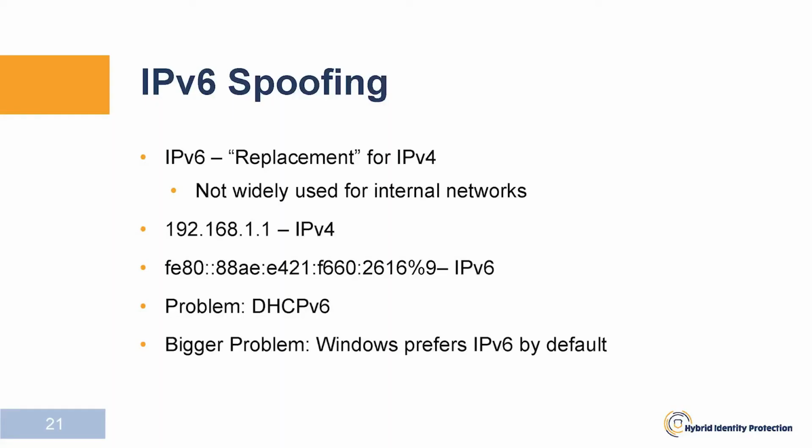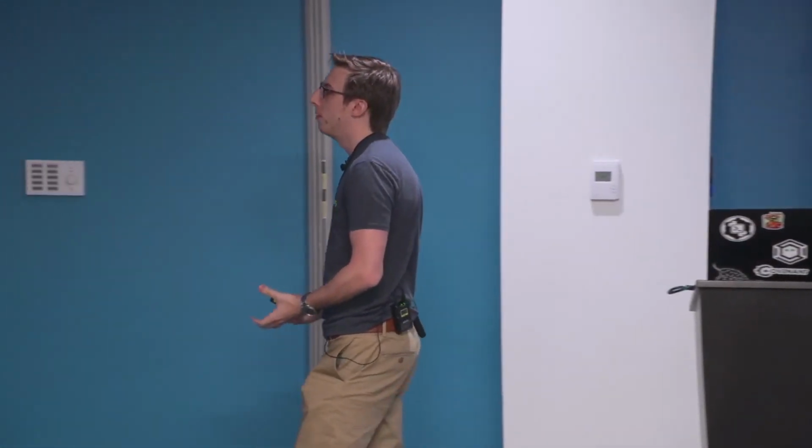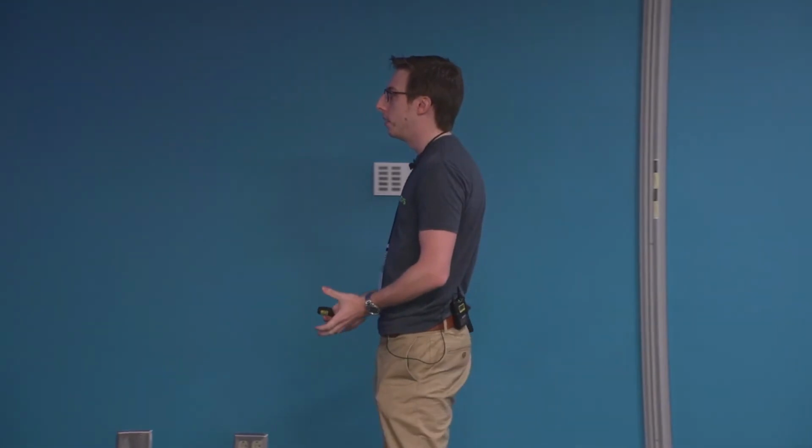There's a problem with this, though, in Windows, and it's a protocol, DHCP version 6. And there's a bigger problem, which is that Windows prefers IPv6 by default, and DHCPv6 is constantly broadcasted to the entire network. So this happens all the time. I forget what the interval is, 5 minutes or something like that. Your computer broadcasts, does anybody have an IPv6 address for me via DHCP version 6, to the entire network?